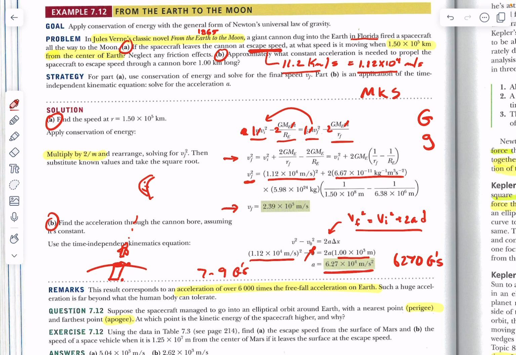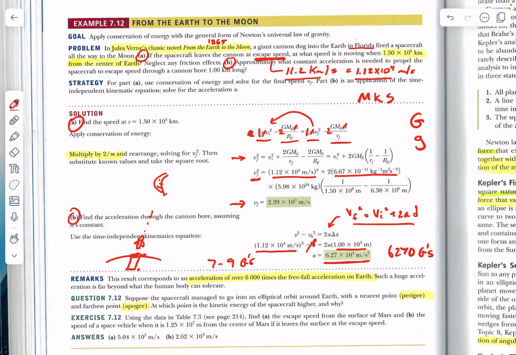The most Gs anyone has ever experienced is when you come to a very, very rapid screeching halt, which is usually not a good idea to come to a halt in a short period of time. But people have survived 30, 40 Gs when you come to a halt very, very fast.